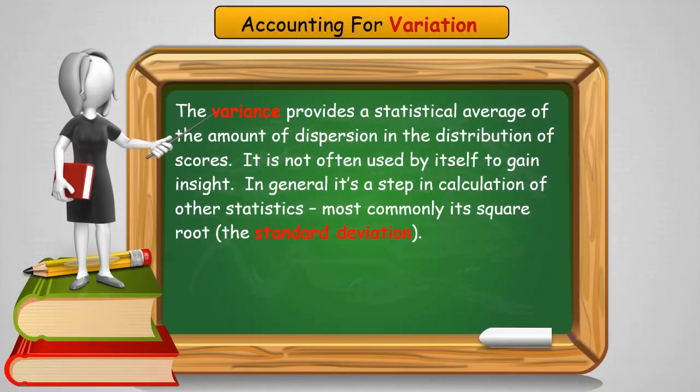The next measure is actually called the variance, and it's more complex to compute, although of course just as easily in KNIME. But it provides the statistical average of the amount of dispersion for the distribution of a specific piece of data. It's not often used by itself, but it instead is actually part of the computation of standard deviation, which is what we'll get to next.